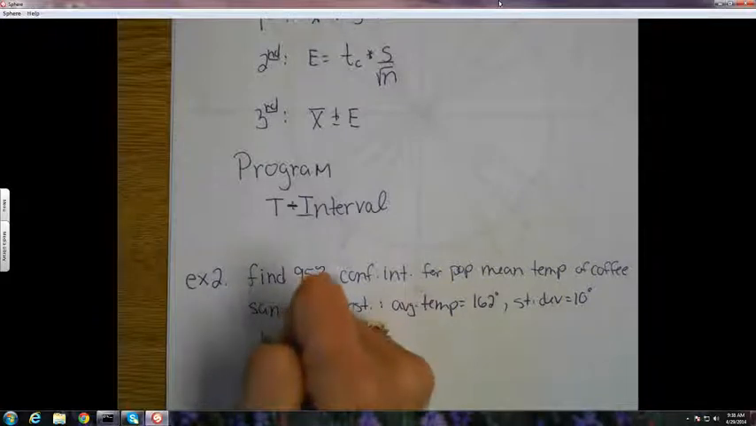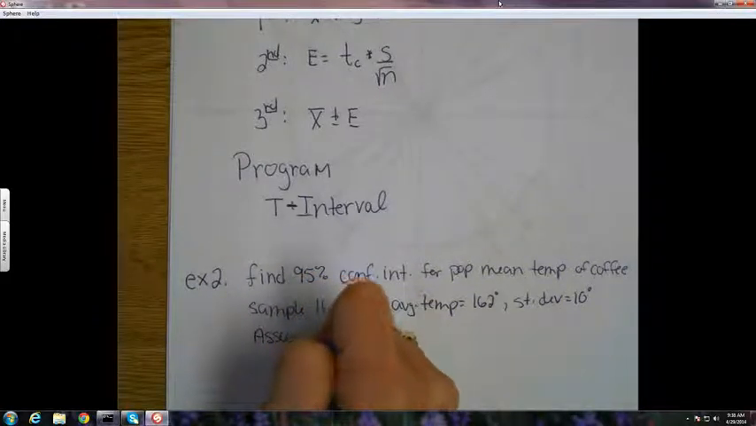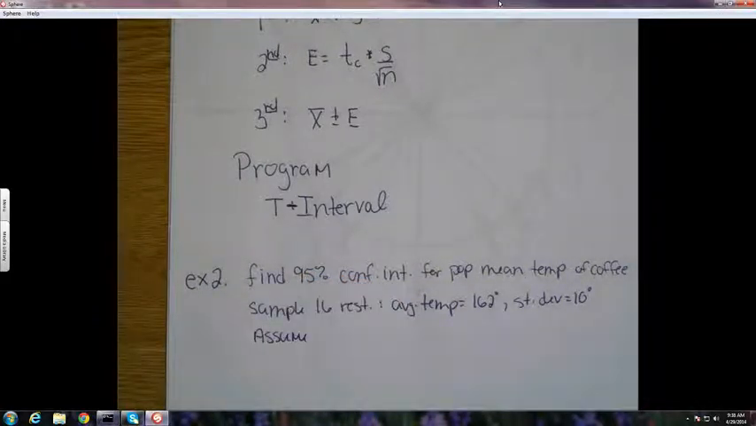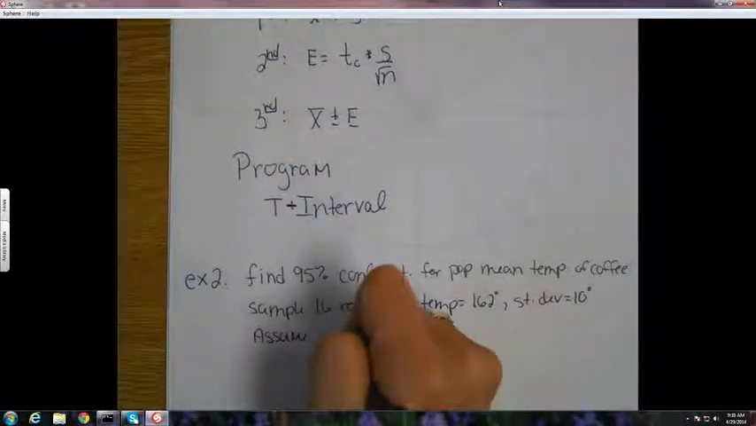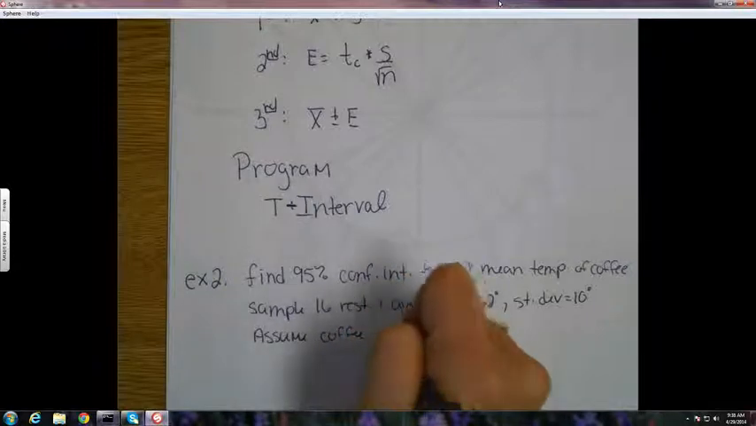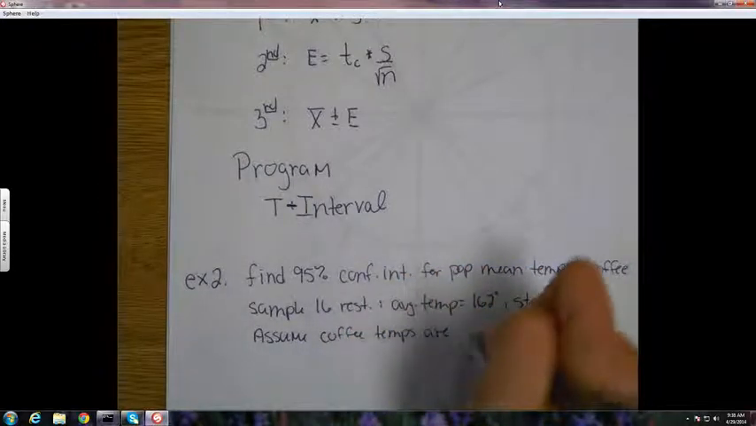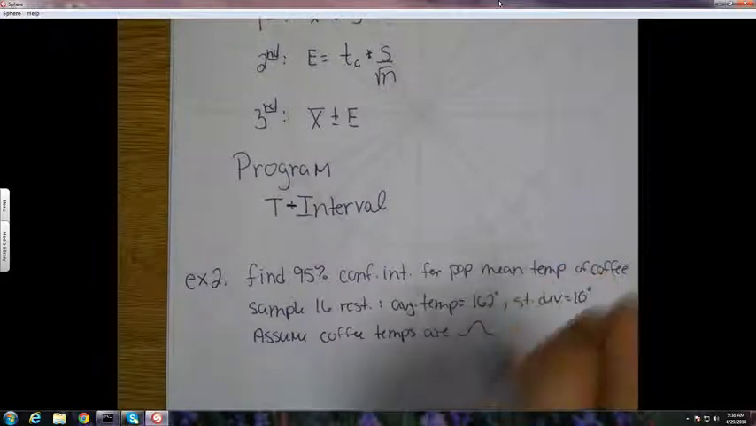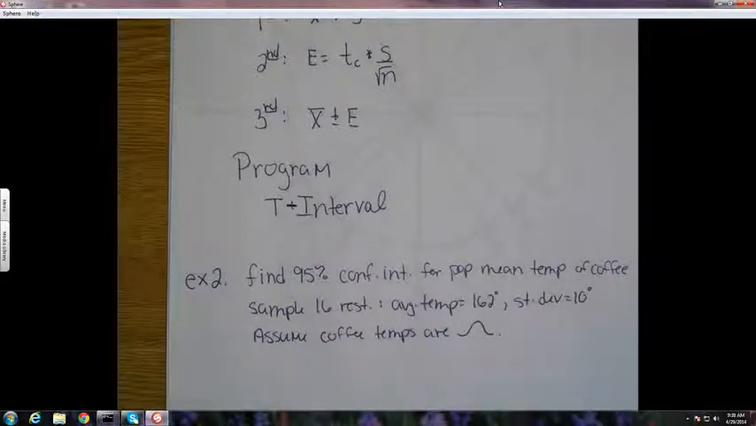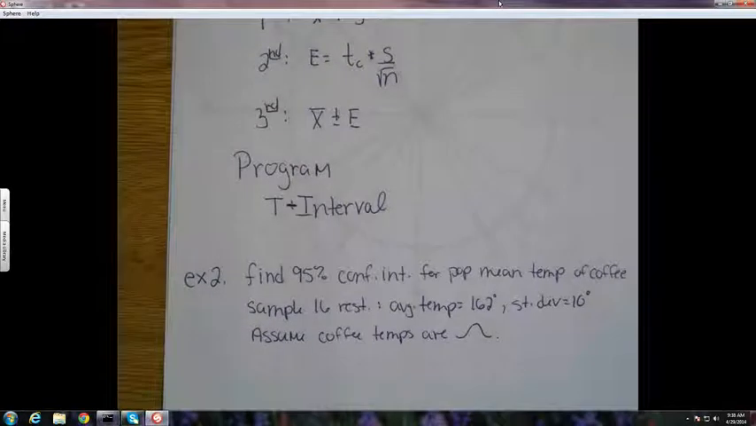We're going to assume that temperatures are normally distributed. Assume that coffee temperatures... apparently that's what they're serving. I don't know what burns them.